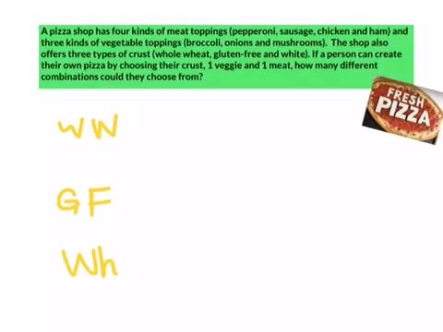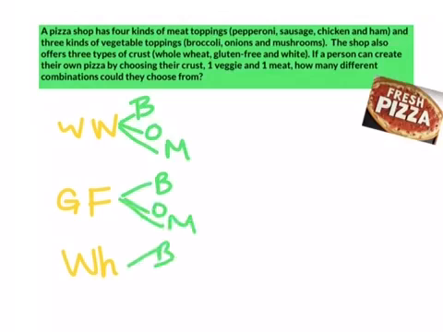And from this, I also know that I have 3 vegetable options, and since veggies remind me of the color green, I might use the color green. So for each of these 3 possible crusts, I can have 3 veggie options. I could have broccoli, so I'll put a B for broccoli. I could have onions, I'll put an O for onions, and I can put mushrooms. And I can do that for each of my crusts, because for each crust I can have a different type of vegetable: broccoli, onions, and mushrooms.